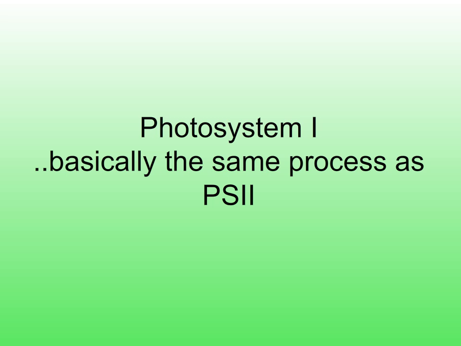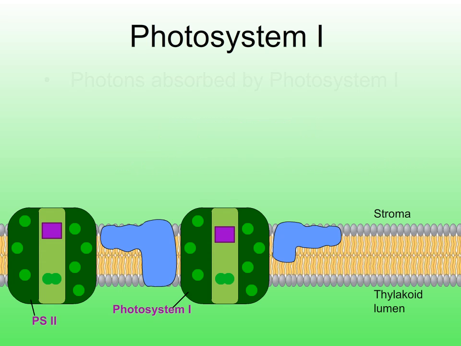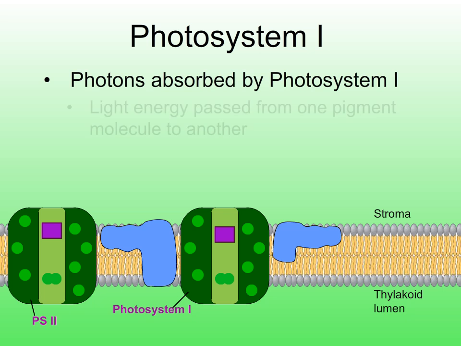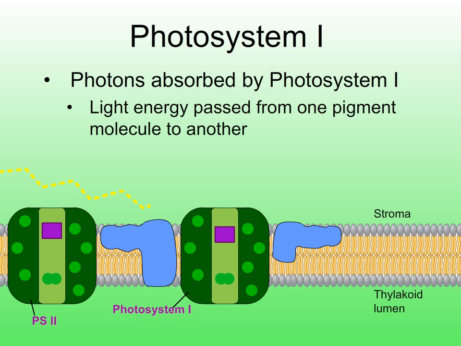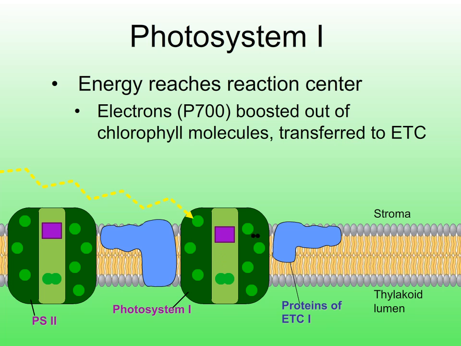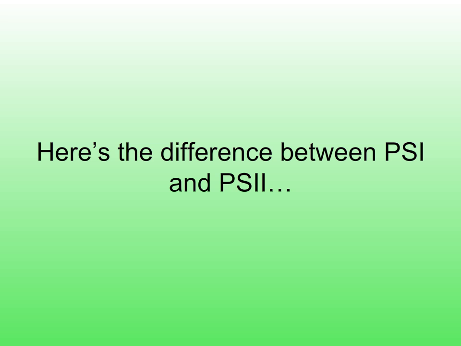The same initial events that occur in PS2 also occur in PS1. The pigments in the photosystem absorb the photons and energy is passed from one pigment to another until the energy reaches the reaction center. The special chlorophyll molecules optimally absorb energy with wavelengths of 700 nanometers. P700 boosts the electrons out of the photosystem to the ETC. Now here's the main differences.